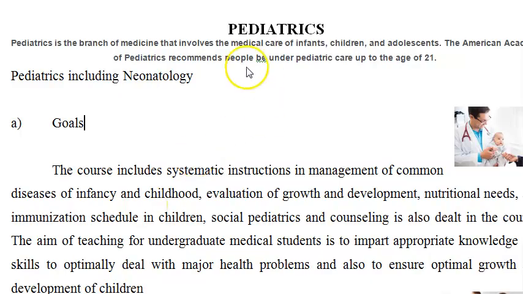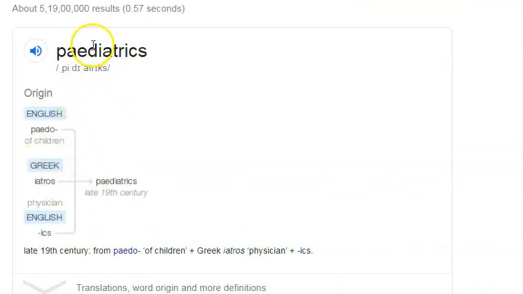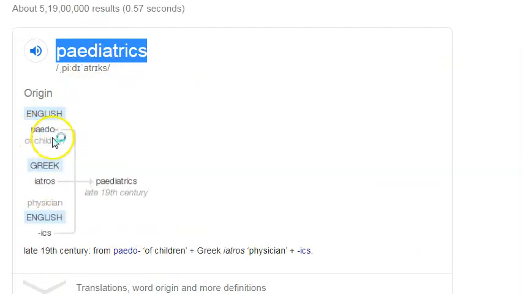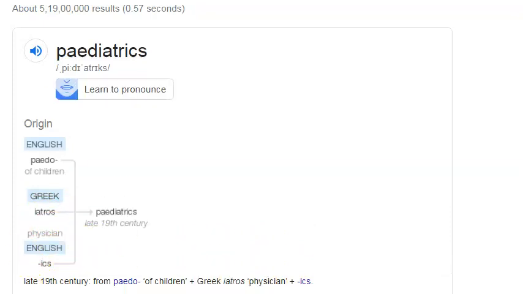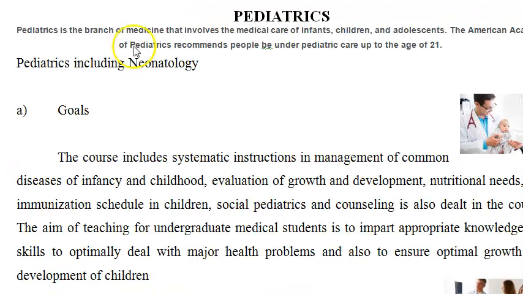Hello people, in this video let us look at the pediatrics syllabus for MBBS students, the content of the subject pediatrics. So basically this term pediatrics has come from pedio, of children, and iatros, which is doctor, physician. Listen to how it is pronounced. Pediatrics. So pediatrics is the branch of medicine that involves the medical care of infants, children and adolescents.